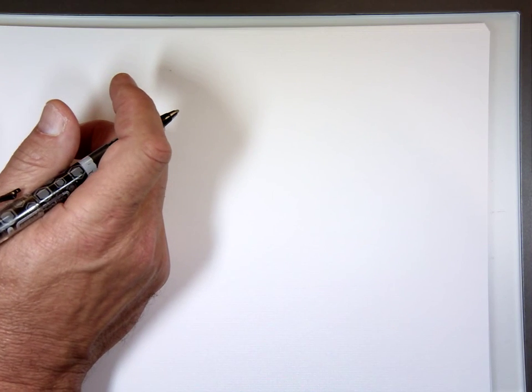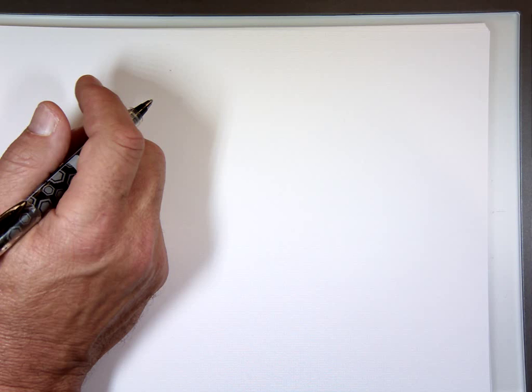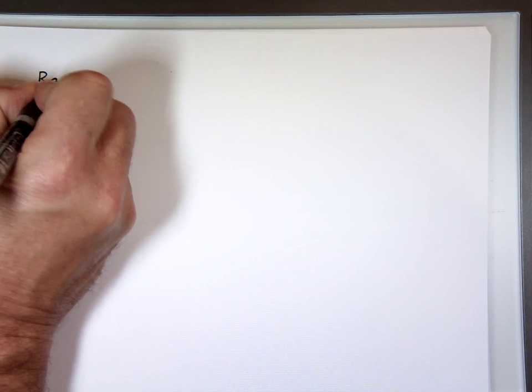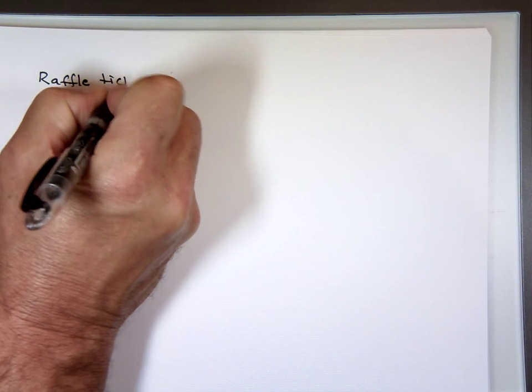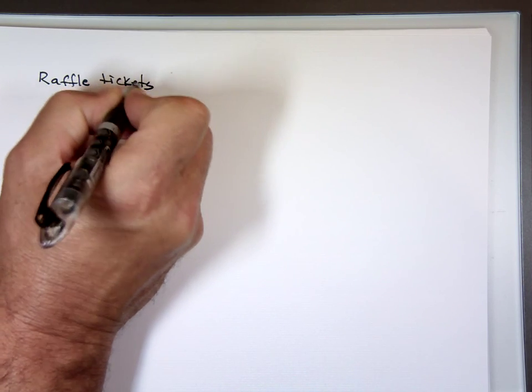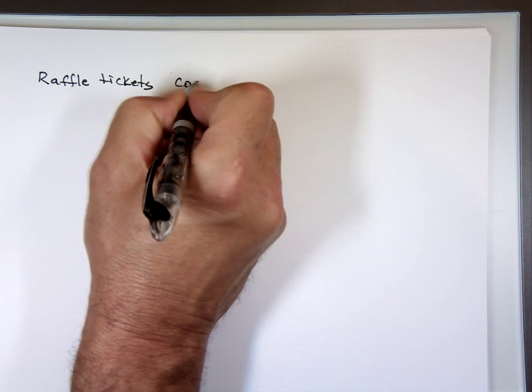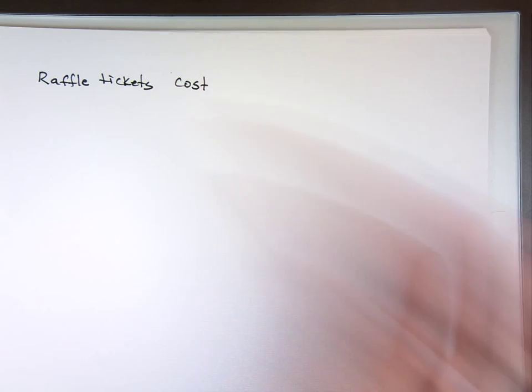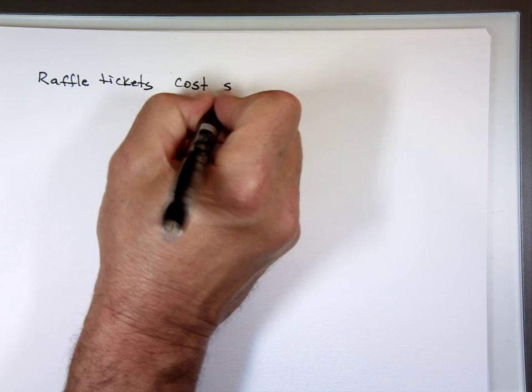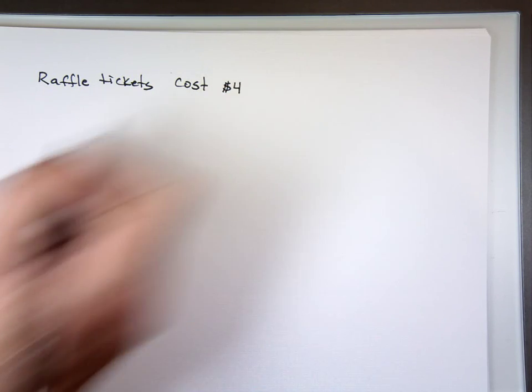Raffle tickets. I like raffle tickets. Maybe I'll do raffle tickets. Okay, let's say raffle tickets. Cost, let's give it a different number. Usually they're $2, $5, so I'll make this $4. $4 a ticket each.